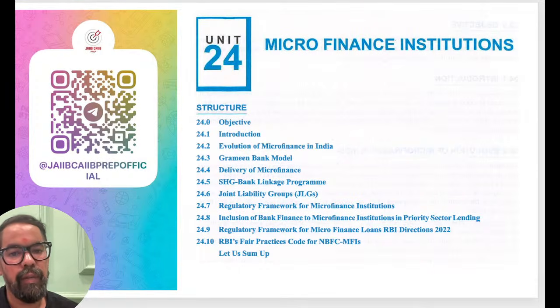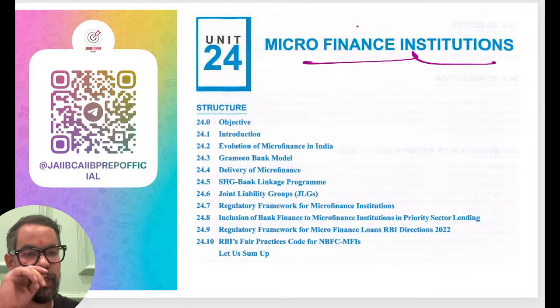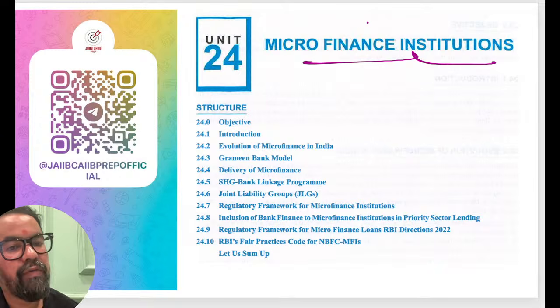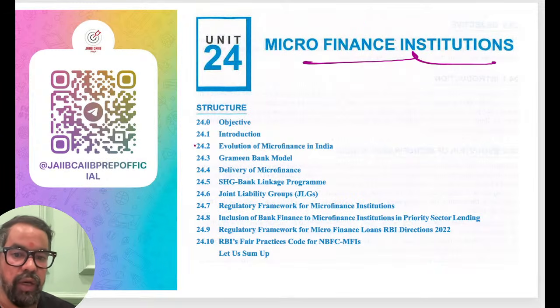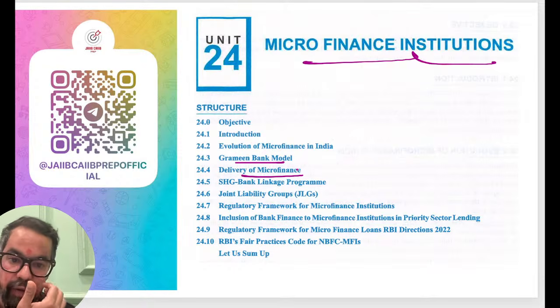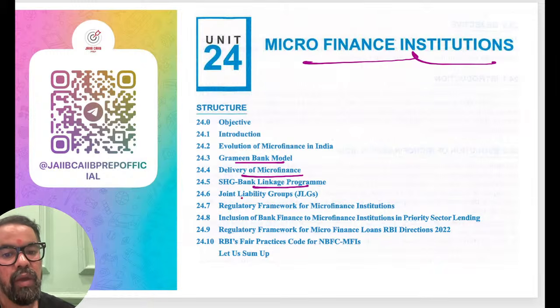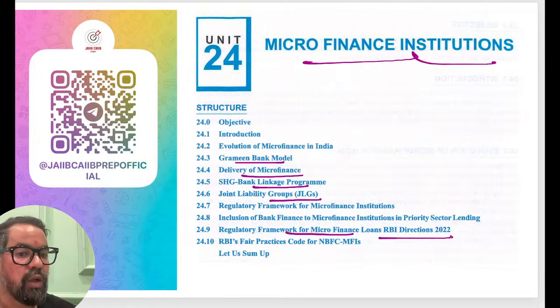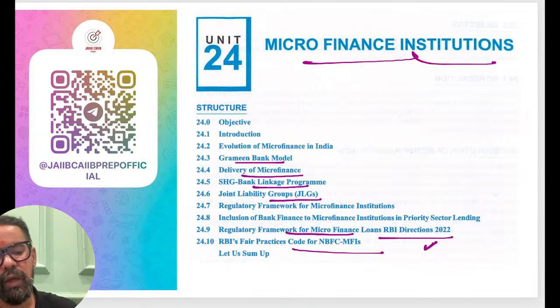So now the next unit, unit number 24, which is microfinance institution. Back to back, two units are very important from this module: MFI and NBFCs, right? Here we have questions related to the Grameen Bank model, which gets asked every time. Delivery of microfinance. Then we have the SHG linkage program. Then JLGs, which also get asked many times. Then the regulatory framework for microfinance loan directions, RBI 2022, which is generally part of this. Fair practices also. These are some important subtopics from this topic.